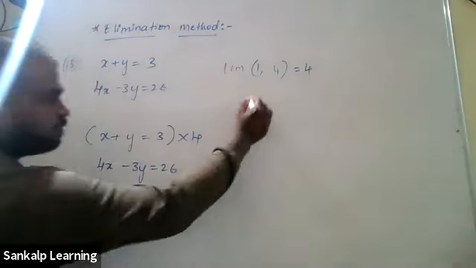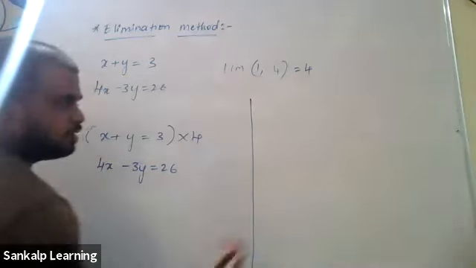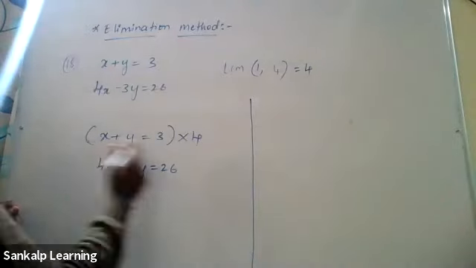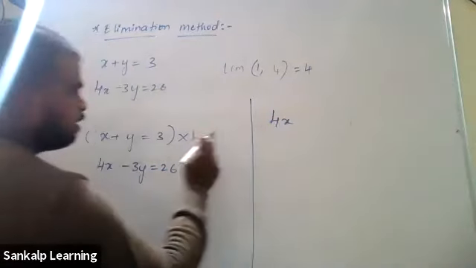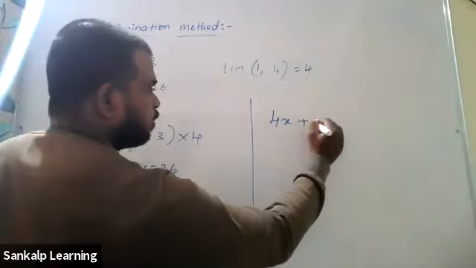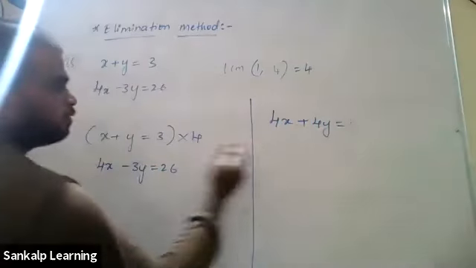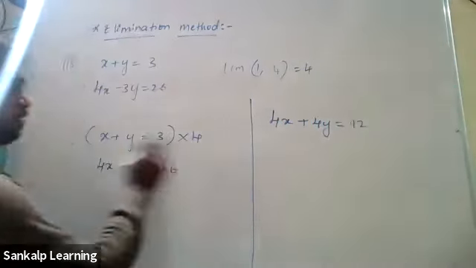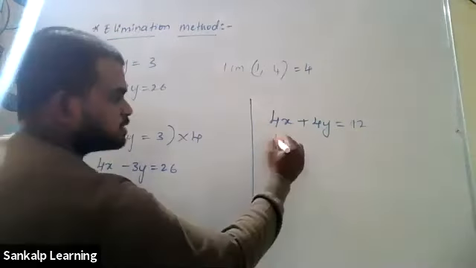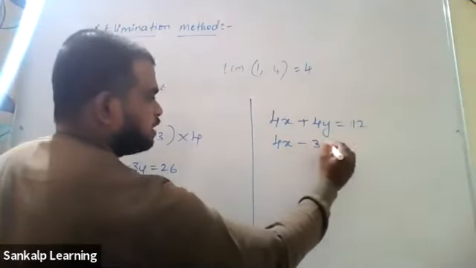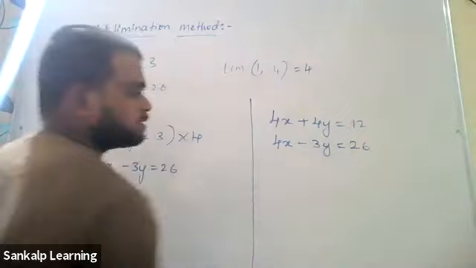Let's multiply now. I don't have space, so I'm writing it here. You can continue below itself. 4 into x is 4x. 4 into y is 4y. 4 into 3 is 12. You have to multiply for everything. Now write down the second equation as it is. 4x minus 3y is equal to 26.